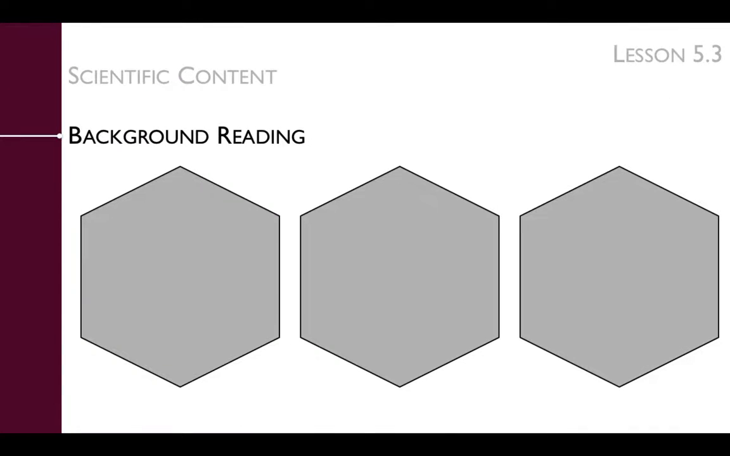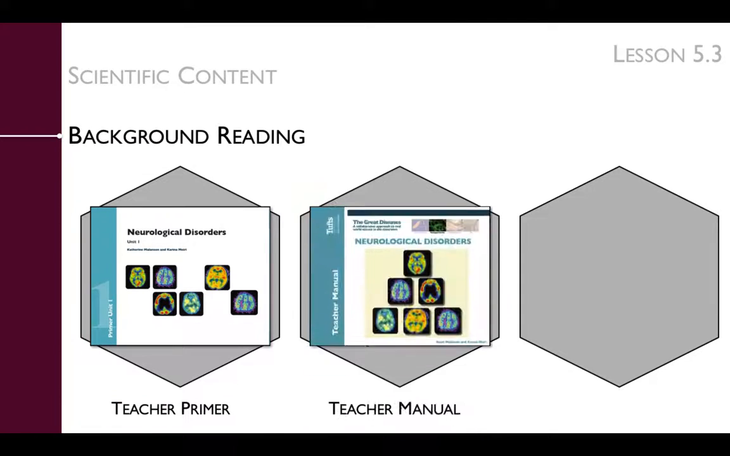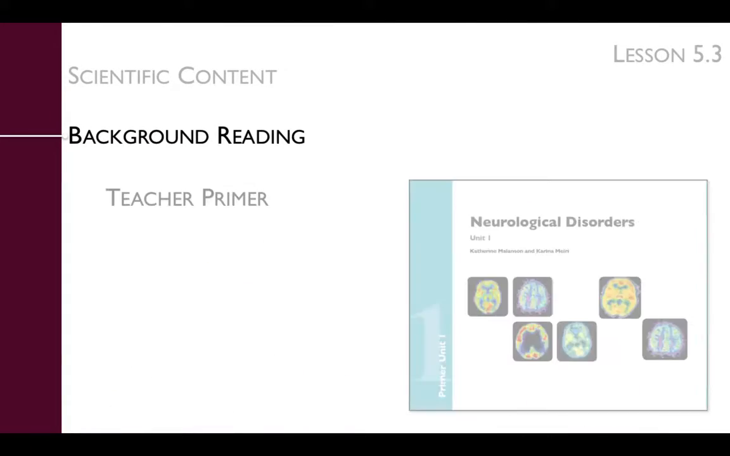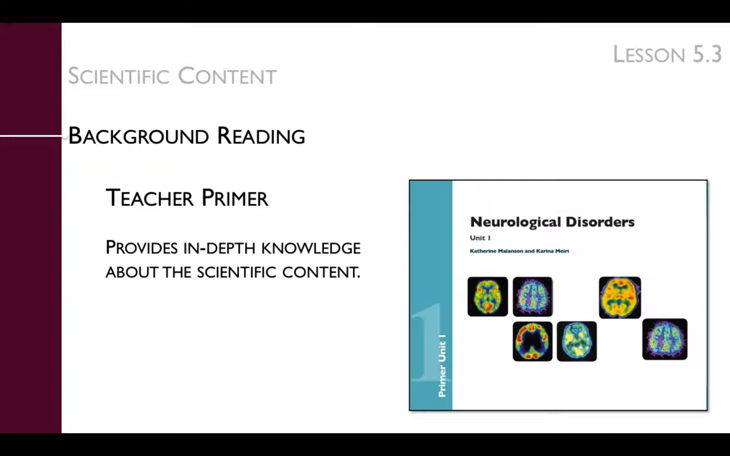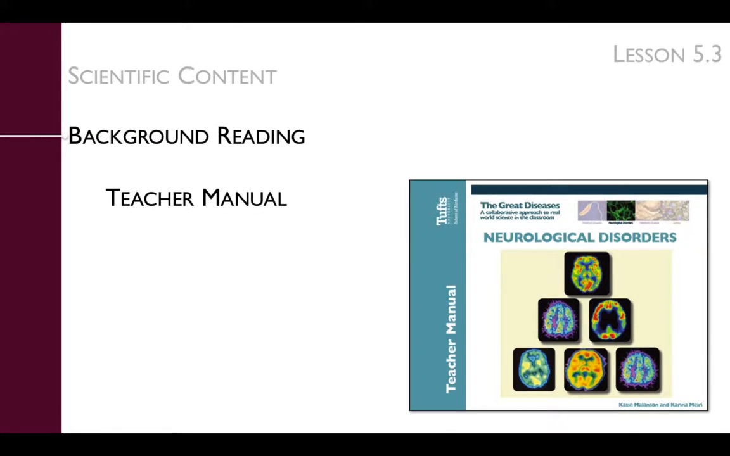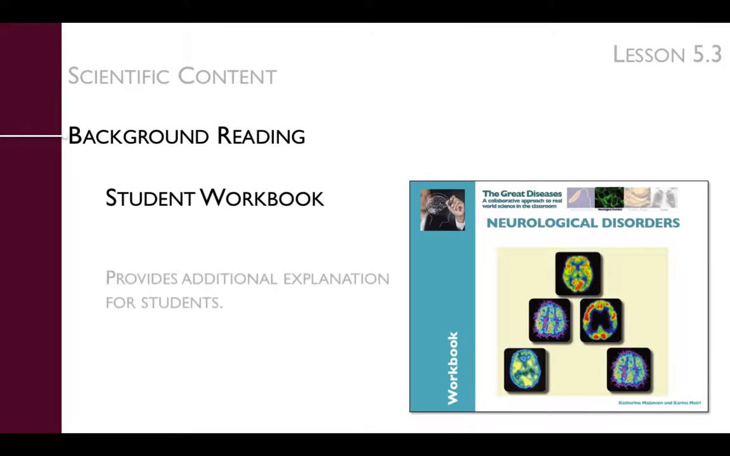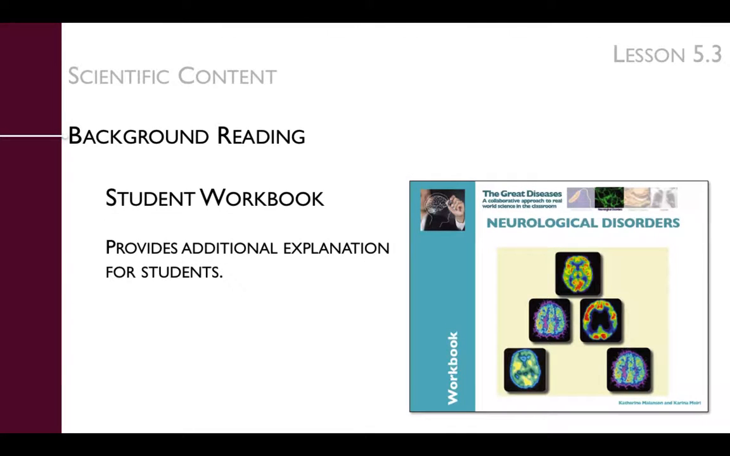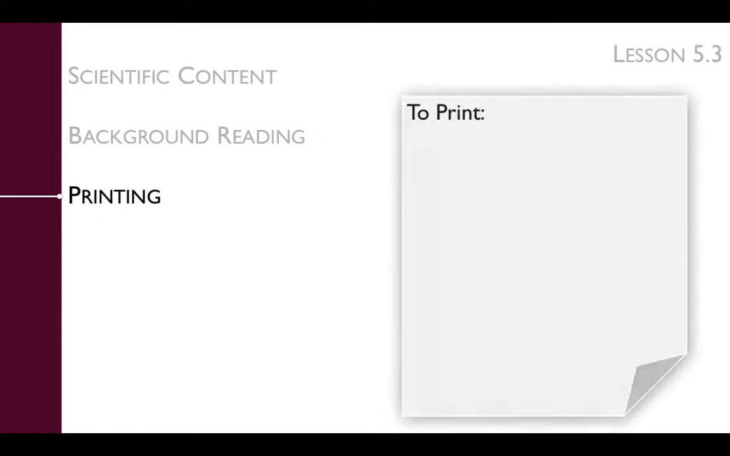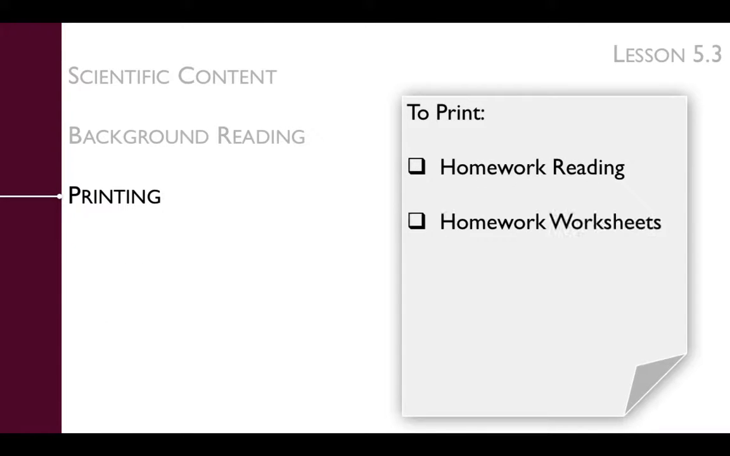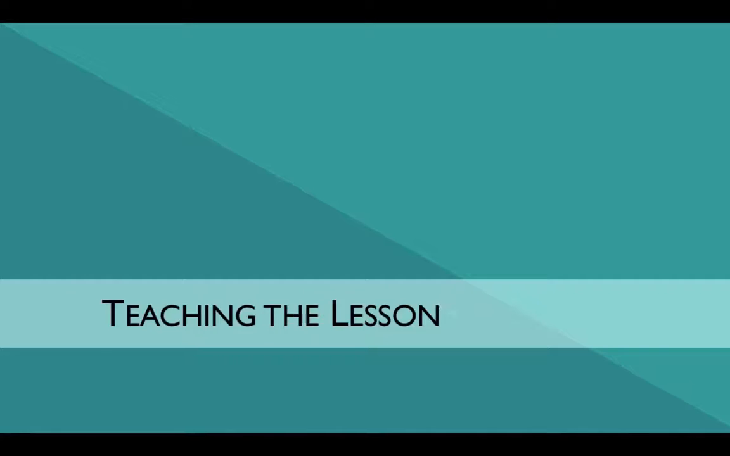You can review this scientific content in the background reading provided to you in the teacher primer, the teacher manual, and student workbook. The teacher primer provides in-depth knowledge about the scientific content presented in the lesson. The teacher manual or lesson plan provides a minute-by-minute explanation of lesson structure, including instructions on how to manage the discussion and activity, and the student workbook provides additional explanation for your students. You'll need to be sure to print the homework reading and homework worksheet for your students.